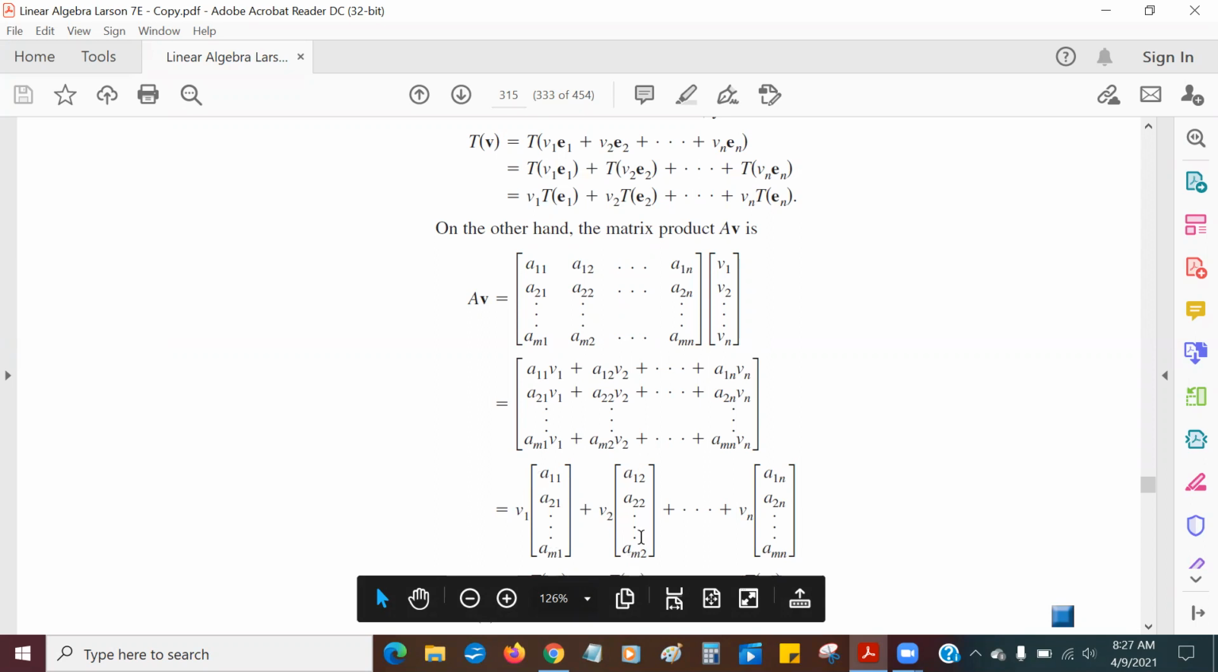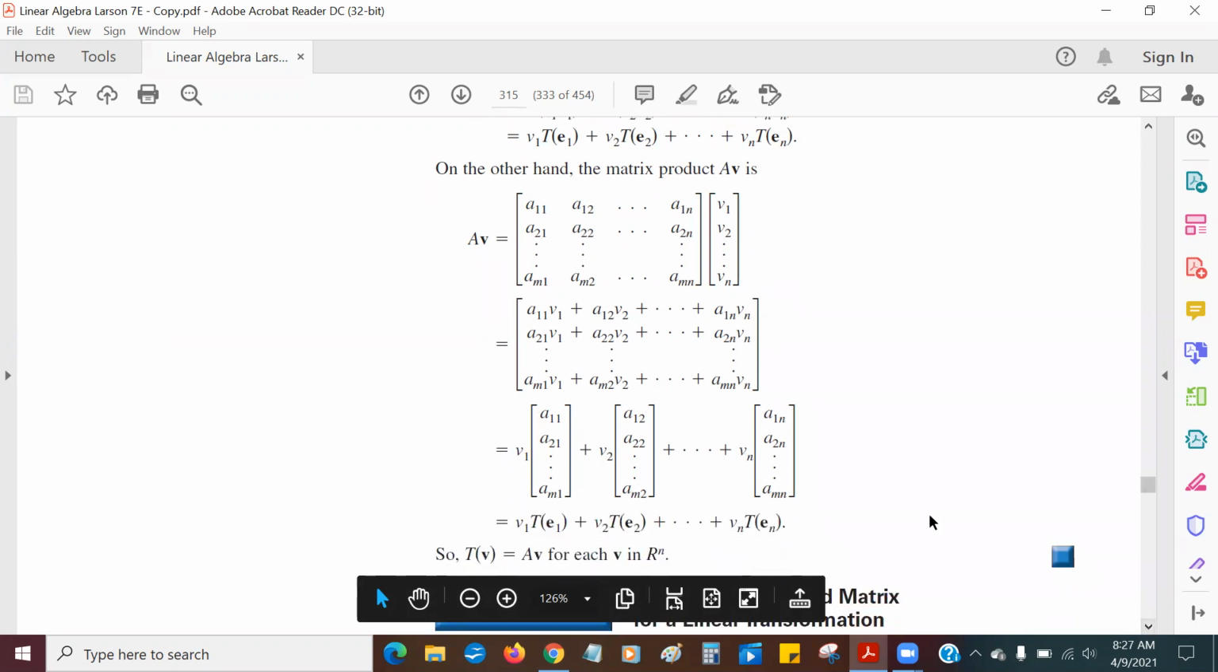But what are these guys? This is T of V1, that is T of V2, T of Vn, which is exactly what we have up here. So T of V and AV are the same thing. And that is our awesome proof.